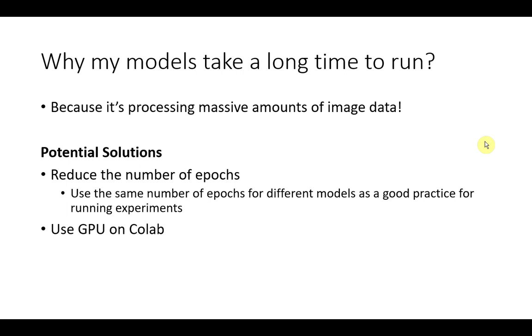You should also use GPU, which will run things a lot faster, right? So that you can get better computer resources if you do that on Colab. Now, if you have a GPU on your own computer, that's perfect. But if you don't have a GPU, you can use the free GPU on Colab. So that should also speed up your modeling time.